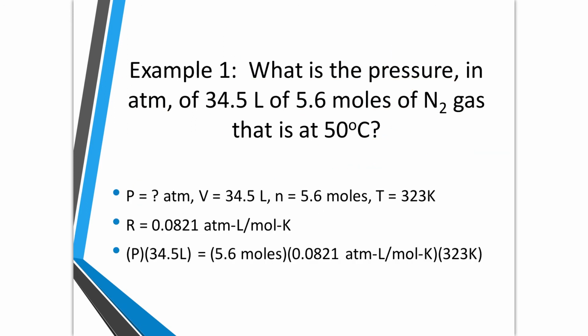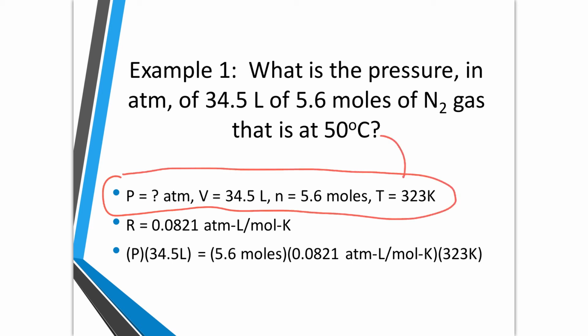Okay, so now that we've basically assigned the variables, here they are. I've converted the degrees C to K, and I assigned my R value. That's what I got from there. And now I just write the equation.